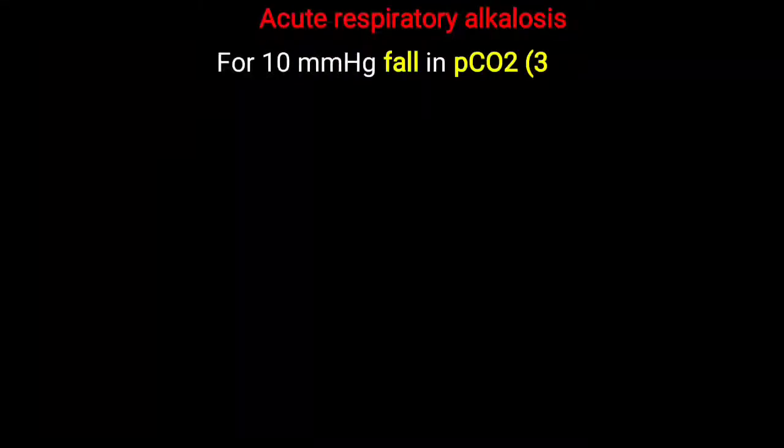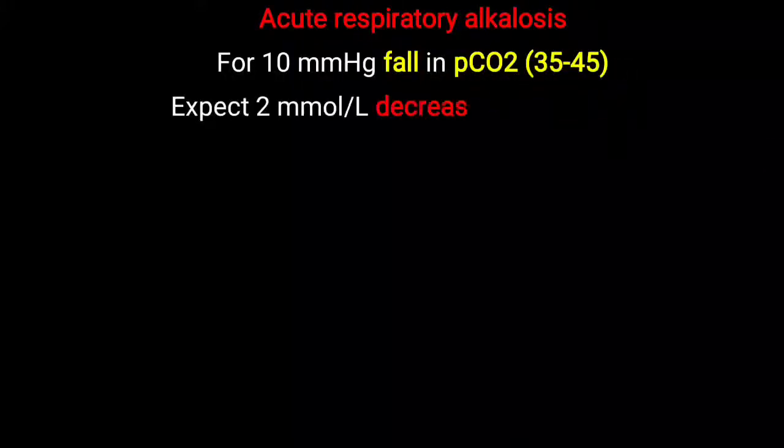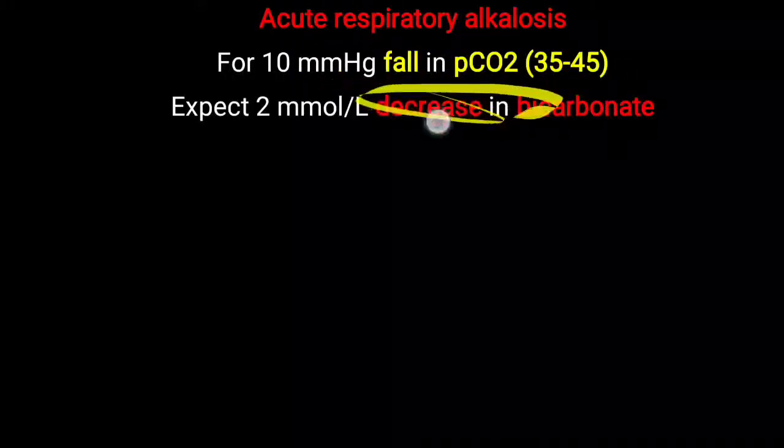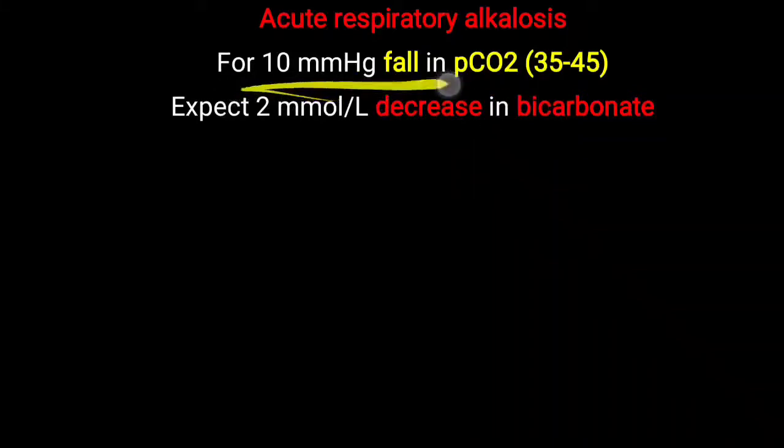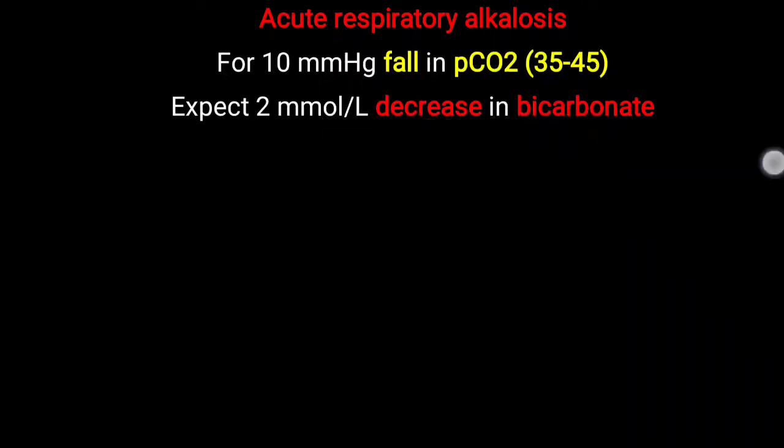Further, in respiratory alkalosis, you have to remember two situations: acute and chronic. In acute respiratory alkalosis, there is initially a fall in the partial pressure of carbon dioxide, which is normally in the range of 35 to 45 mm Hg. For each 10 mm Hg fall in the partial pressure of carbon dioxide, the bicarbonate level decreases by 2 millimole per liter.